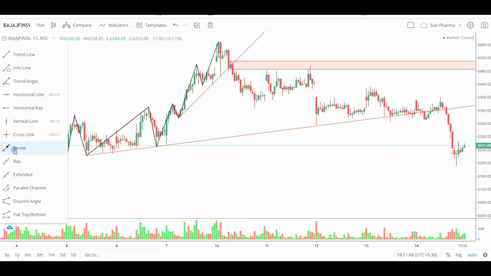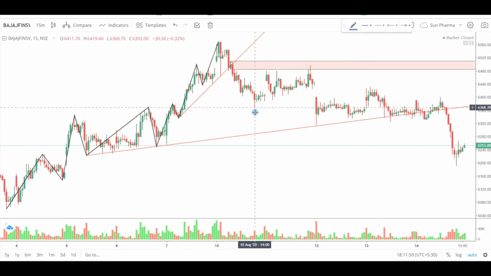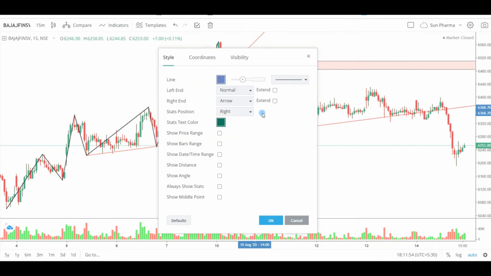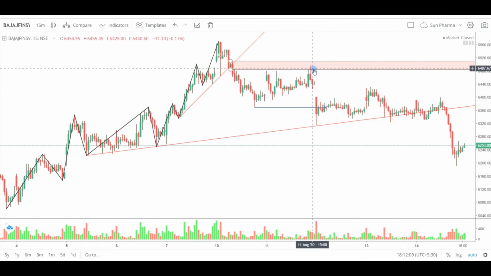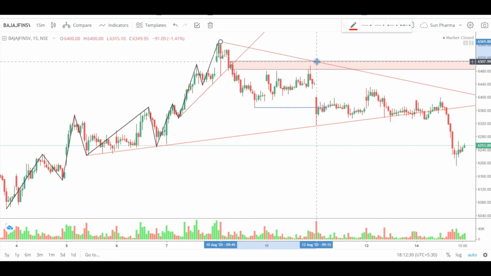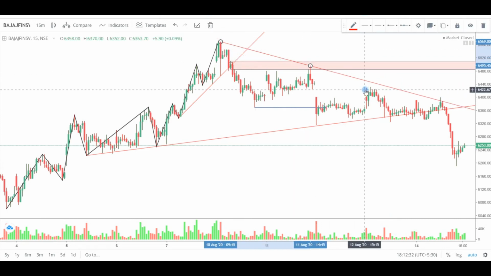At this point prices fell below. So from the 15-minute supply zone prices fell below the previous lower low. So this low was broken and a new lower low was made. Trend turned downtrend here and we can make a down sloping trend line. This was a down sloping trend line.